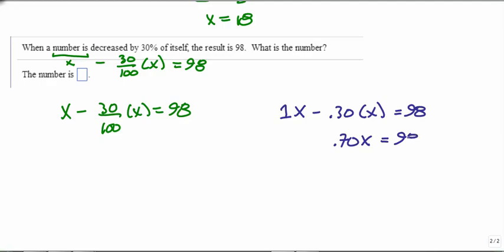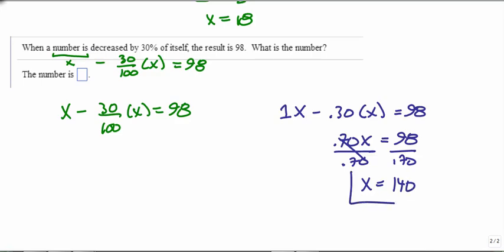And then to solve, I divide both sides through by 0.70. And so I basically have 98 divided by 0.7. Well, 98 is divisible by 7, so 7 times 14 is 98, so 98 divided by 0.7, I have to make sure that we consider that decimal, I get 140.